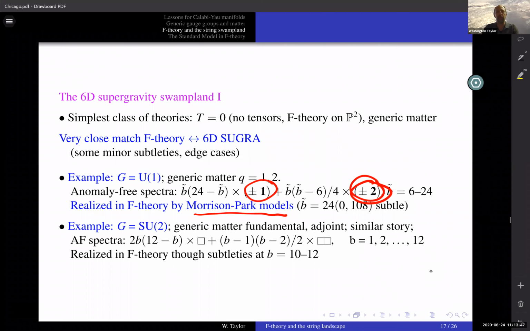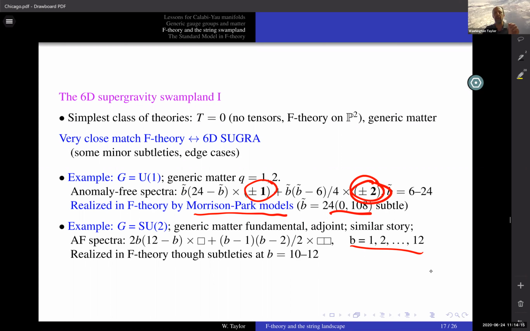SU2 is a similar story. We have a simple classification of the anomaly-free theories with SU2 gauge group and no tensors. There's 12 of them. 9 of them are exactly realized in F theory. 3 of them have some subtleties. One of them automatically becomes an SU2 mod Z2. That's related to this business of the charge 2 here, because this becomes an SO3 gauge group. And 2 of them automatically pick up an extra SU2 for reasons we don't understand.